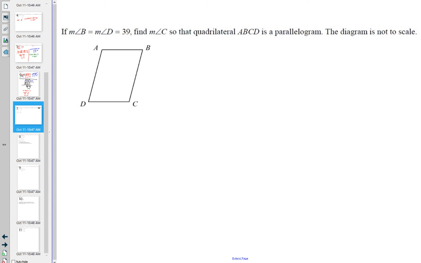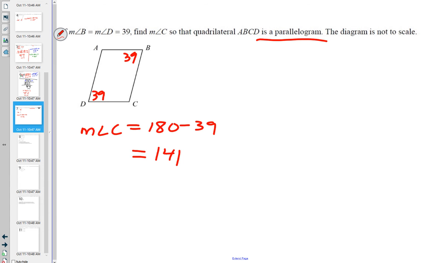Find, if the measure of angle B is equal to the measure of angle D and they're all 39, so 39 and 39. Find the measure of angle C so that this quadrilateral is a parallelogram. This is one of the ones missed the most. The measure of angle C is equal to 180 minus 39. They're consecutive angles. They say so that it's a parallelogram. What is that? 141.